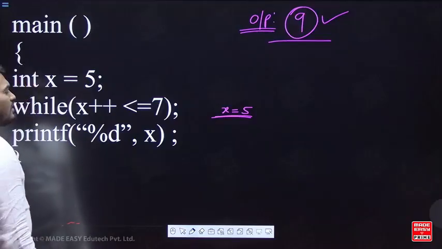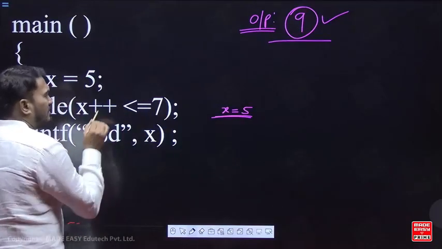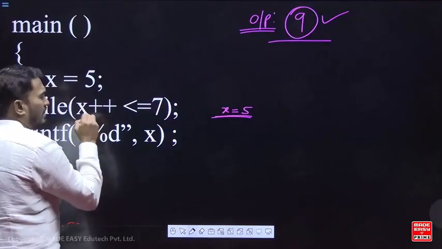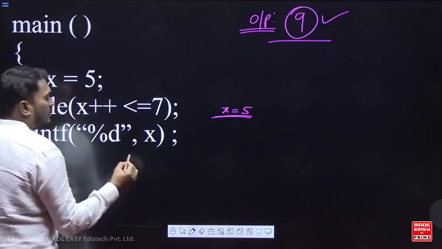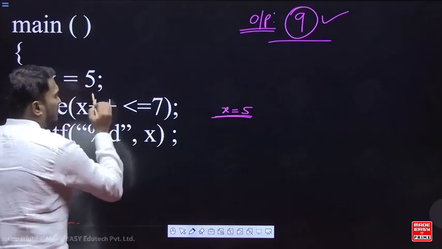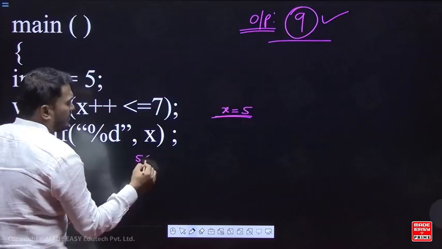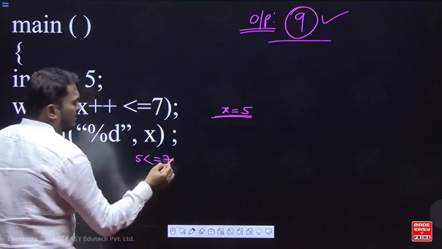Now tell me, first time what is happening? x plus plus less than or equal to 7. Post increment is there. So what is the x value you compare first time? Initially x value is 5. So first you compare with 5. 5 less than or equal to 7.